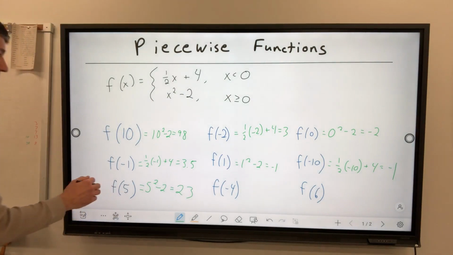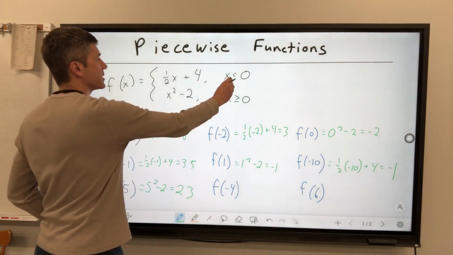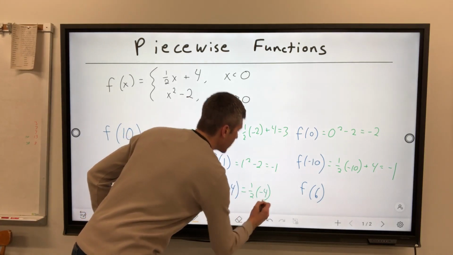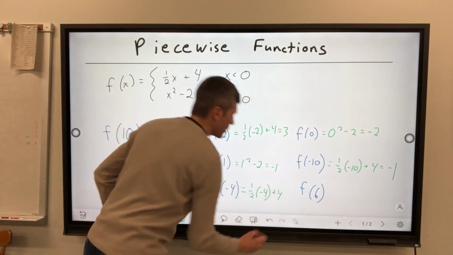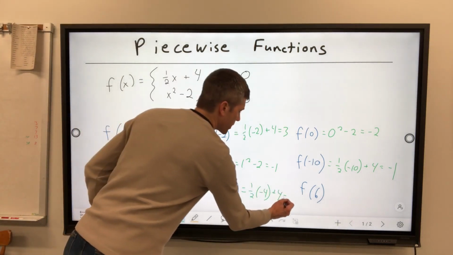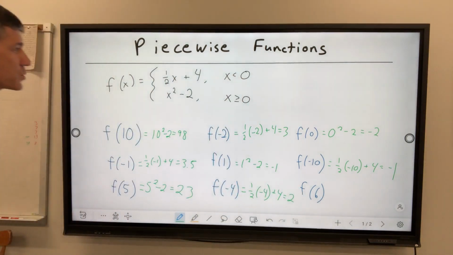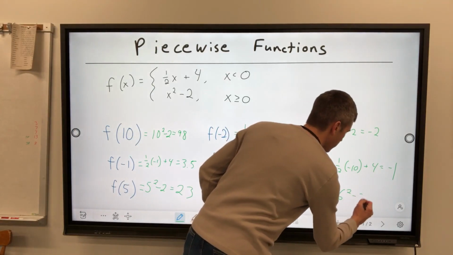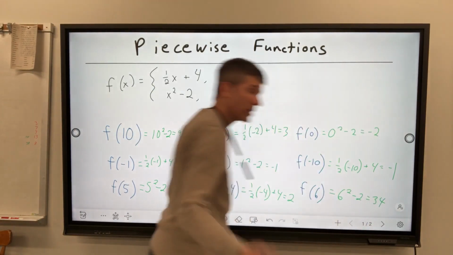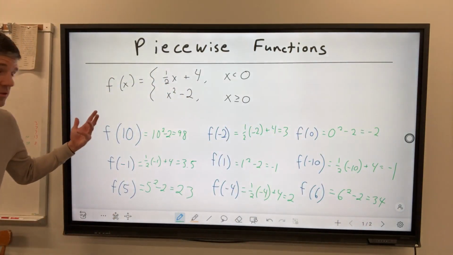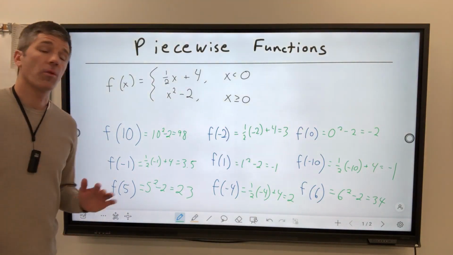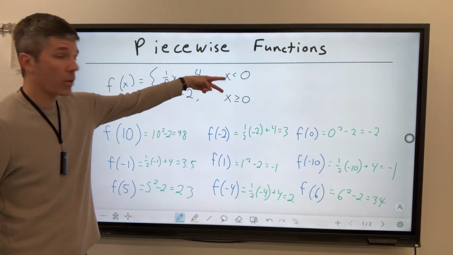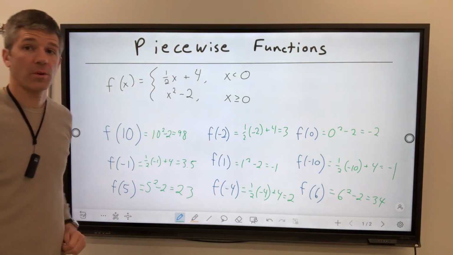23. And negative 4. Negative 4 is less than 0. Told you these go fast. 1/2 times negative 4 plus 4. So negative 2 plus 4 is going to give me positive 2. And last one, 6. 6 squared minus 2, 34. No surprises there. We are now finished with the first set of problems. Again, the whole point is knowing where to look. Take your x value, decide where it applies, plug it into the appropriate place.